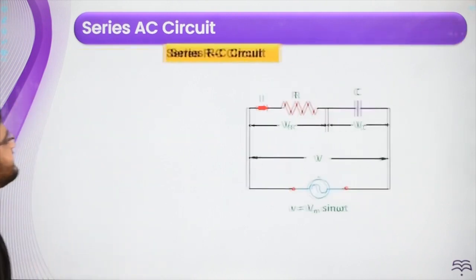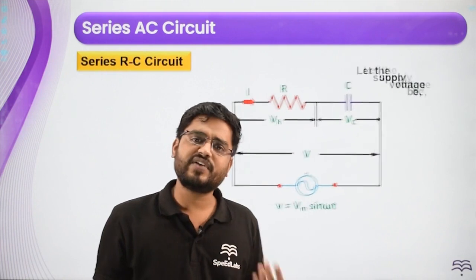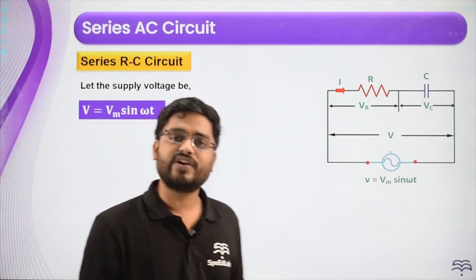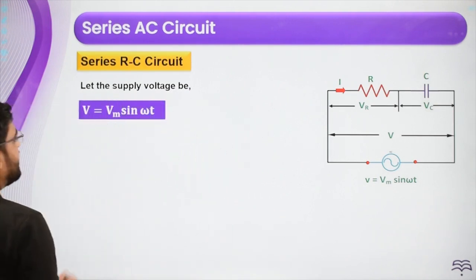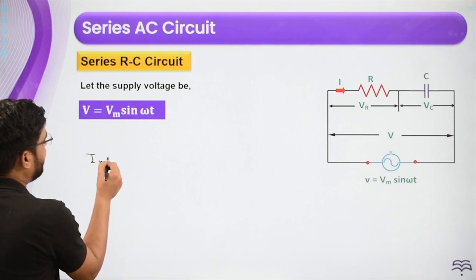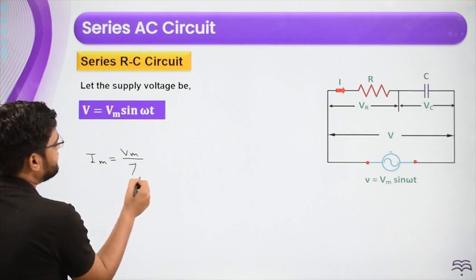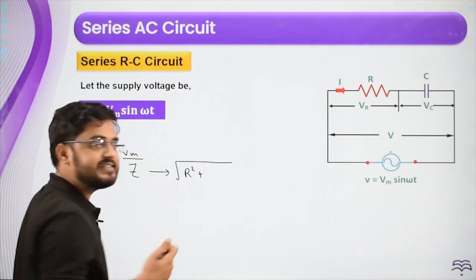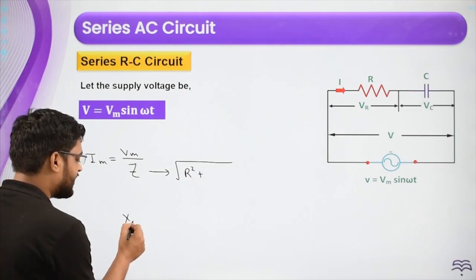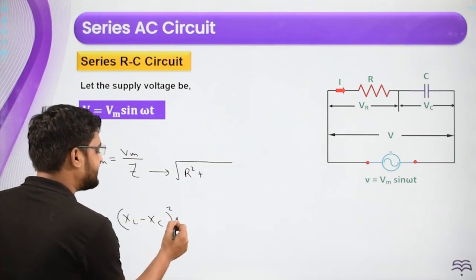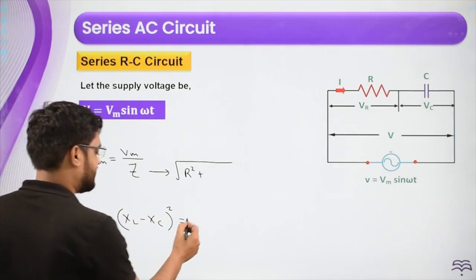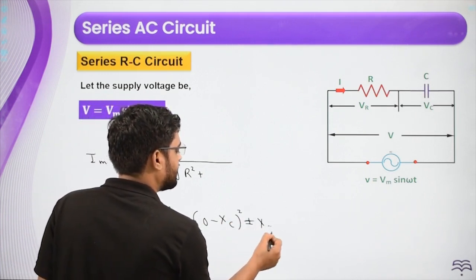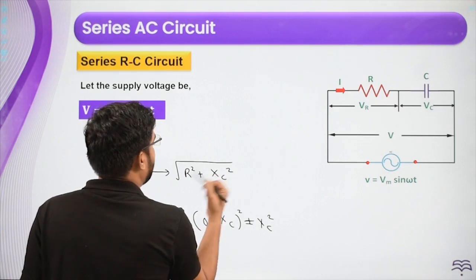The next type of circuit is the RC circuit. The same thing we are going to do, just this is only R and C. So we'll just write XL is equal to 0 in the previous case. The idea is the same. We will have to find Im, that is Vm by Z, and Z this time, the total impedance, is nothing but under root R square plus (XL minus XC) whole square. XL is 0 because inductor is not there. There is only capacitor, so we'll say (0 minus XC) whole square, and that comes to be XC square. So this is my Im.